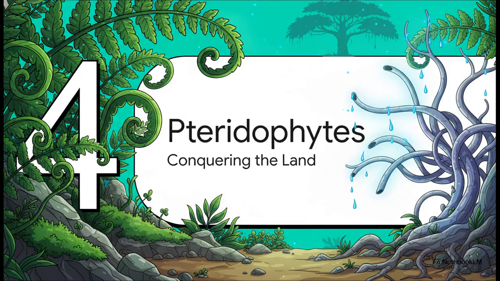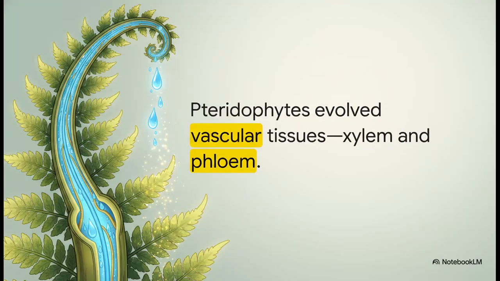Which brings us to Section 4, Pteridophytes, conquering the land. So here is the absolutely crucial point of this entire journey. Pteridophytes, which include things like horsetails and ferns, are evolutionarily the very first terrestrial plants to possess specialized vascular tissues. We're talking about an entirely new biological technology. They developed xylem to transport water up from the ground and phloem to distribute nutrients throughout the plant body. This new internal plumbing system was a real game changer. It meant they were no longer restricted to just those damp, humid patches hugging the shoreline.